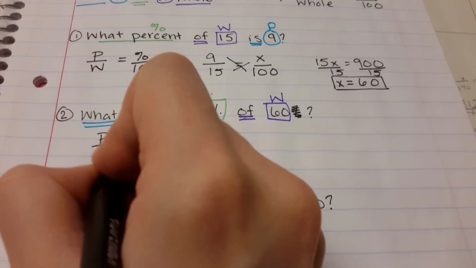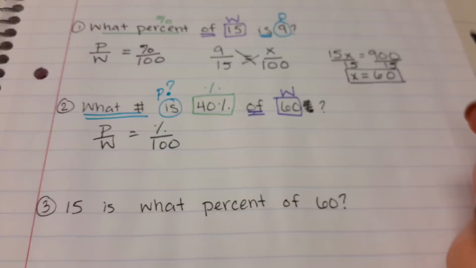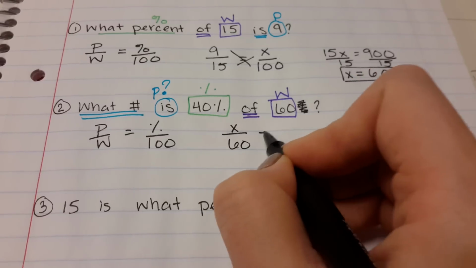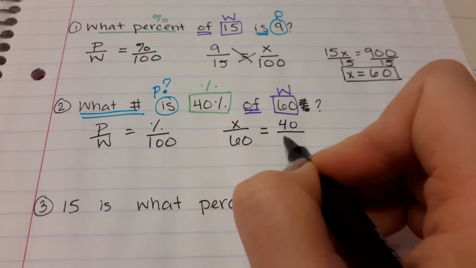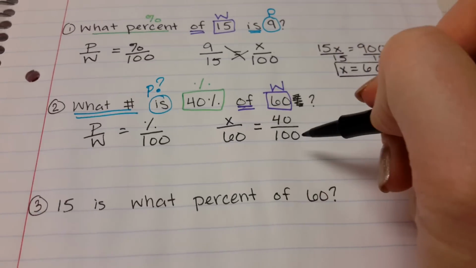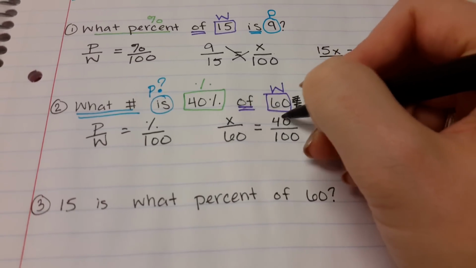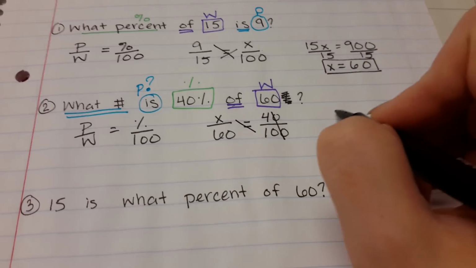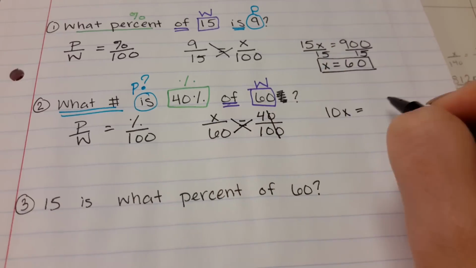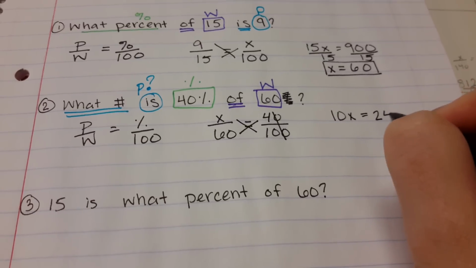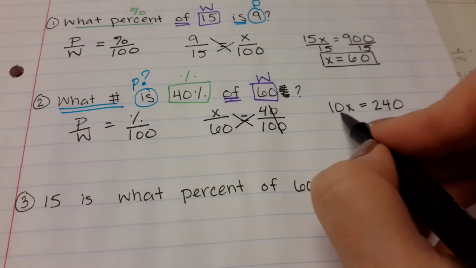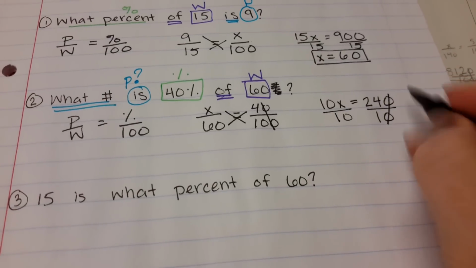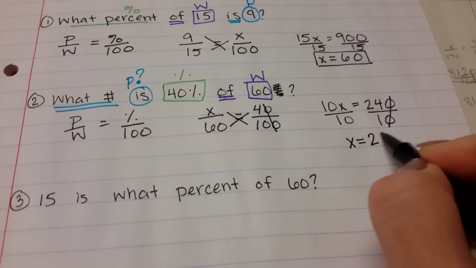So let's do that. Part over whole equals percent over 100. Do we know our part? We don't. That is our variable. Our whole is 60 equals percent, which is 40, over 100. We can cross multiply, or we can simplify our 40 over 100 to 4 over 10. That's going to make our math a little bit easier, but either way is correct. So x times 10, 10x equals 60 times 4, 240. And again, divide by 10. This one we probably don't need a calculator. Cross out our zeros, divide by 10 on both the numerator and denominator, and x equals 24.